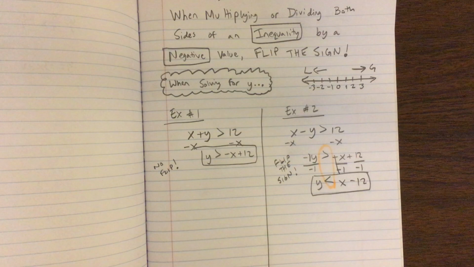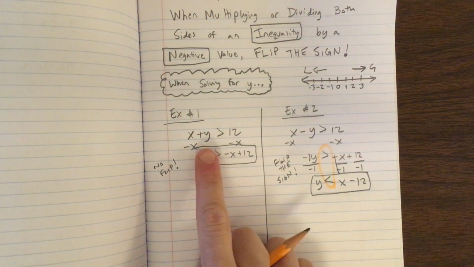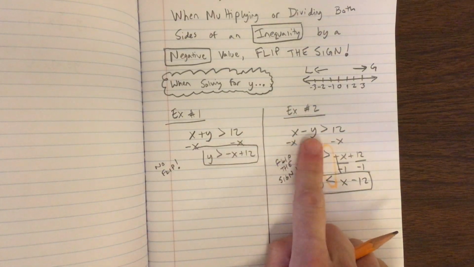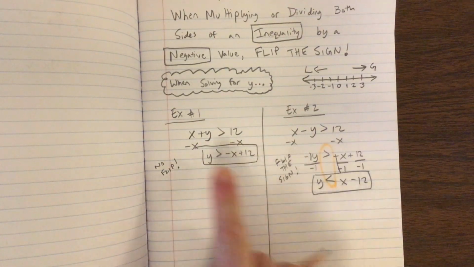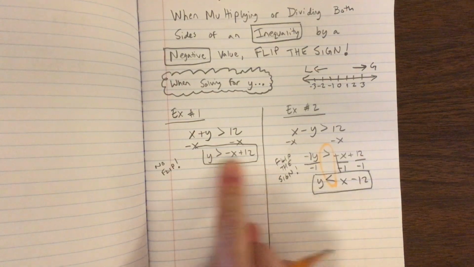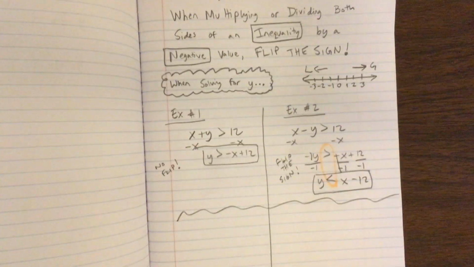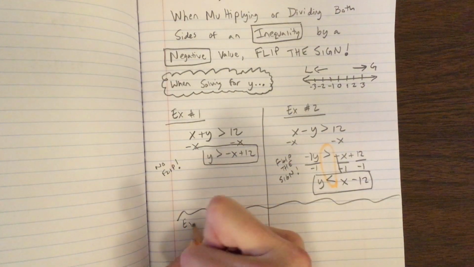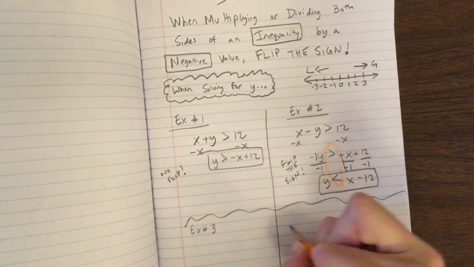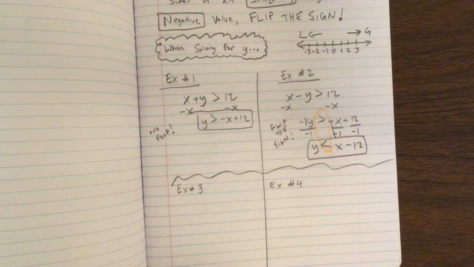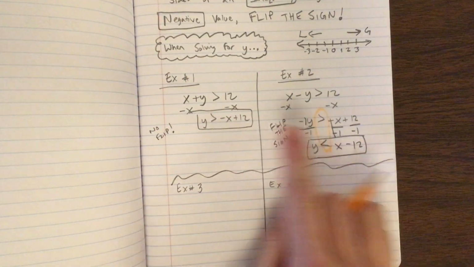Okay. And so the big idea here is that if you see y is negative, so here, y is negative, the sign flips. Here, y is positive, the sign doesn't flip. Okay, I'm going to just do a couple more real quick so you can see again. So example number 3, example number 4. So you may have seen a version of this when you solved for x in 7th grade, but it doesn't hurt to see it again. It definitely applies to when you're solving for y.